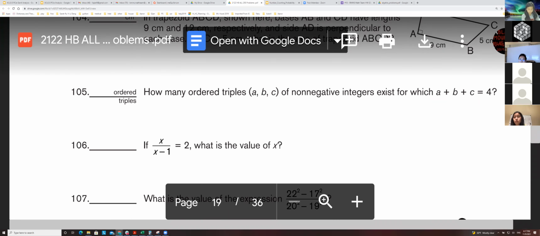So first I just made the value 4 like 1 plus 1 plus 1 plus 1, where there are 4 ones, so I just drew 4 stars.